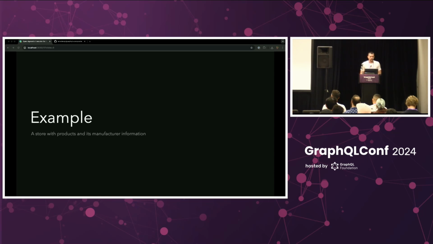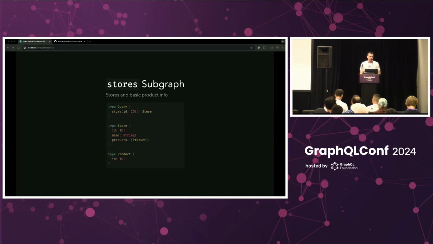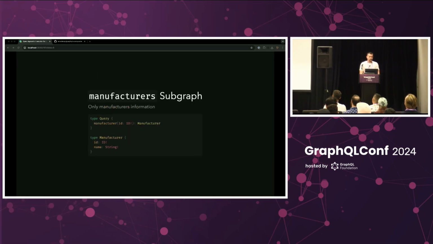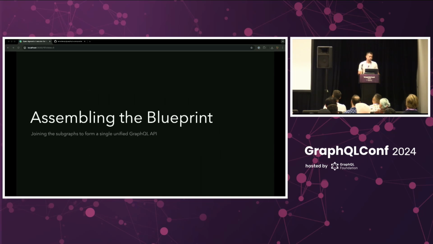Let's say we're building a federated system with 3 subgraphs. A store subgraph containing information about the stock and product identifiers. As you can see, it's a very, very simple SDL. Then we have a product subgraph containing detailed product information and very basic manufacturer identifiers. And finally, a manufacturer subgraph containing only details about the manufacturers themselves. No products and no other relations there.